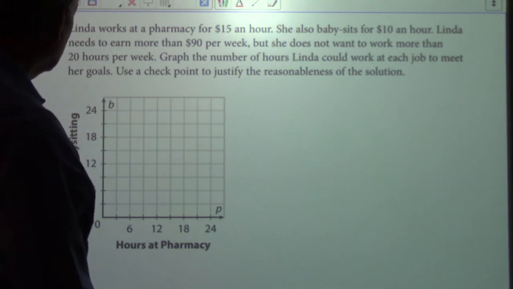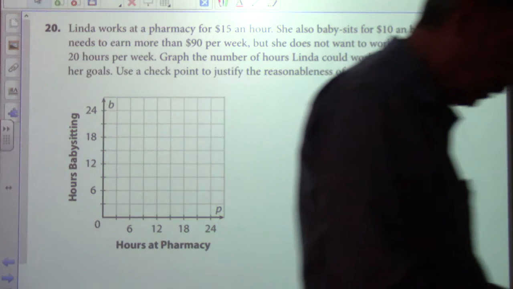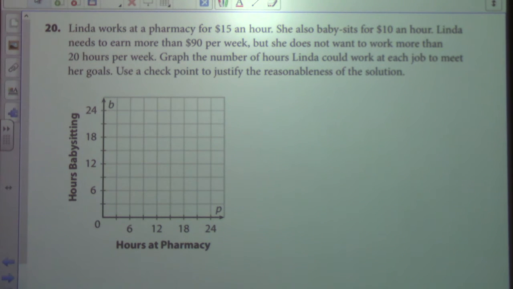So go ahead and do number 20. And we'll call on somebody else to work on number 20 here in a few minutes. How's that? See, this is not too bad, is it? It's extremely bad. It's terrible. Gotta get in math, you're gonna get called on.